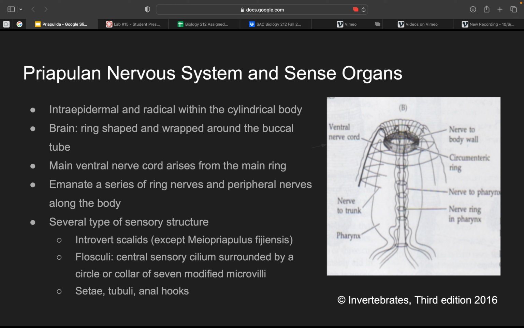They also have several types of sensory structures, like the scalids and the flosculus, which is a central sensory cilium surrounded by a circle or collar of seven modified microvilli. Tubuli and papillae are also considered sensory structures.